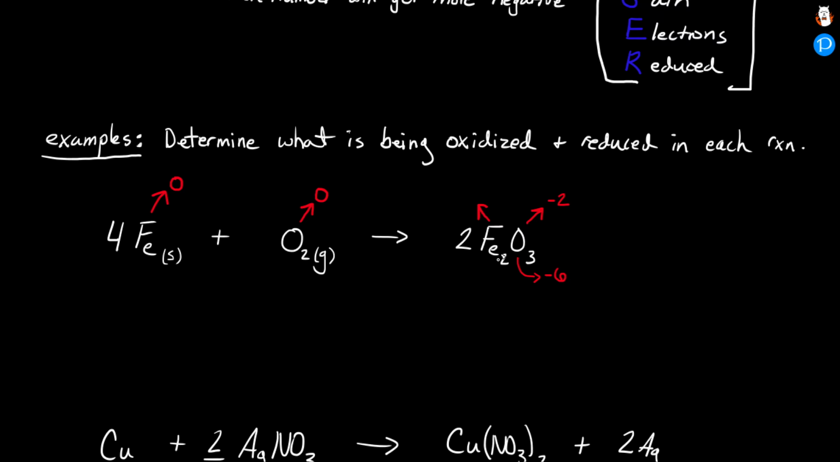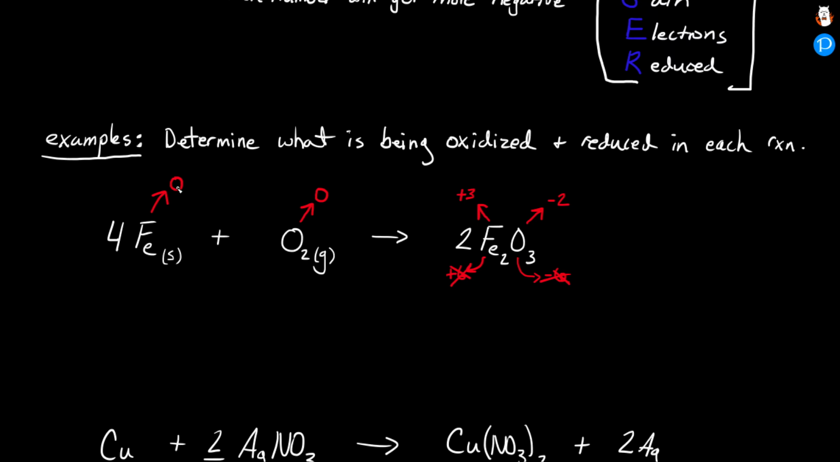What does each iron have to be? Since I've got 2 of them, what does each iron have to be in order to balance out that -6? Each iron would have to be +3, because +3 times 2 would give me a total of +6, and so this would cancel out each other. So therefore, those are what my charges, or my oxidation numbers, have to be for iron and oxygen when they're in that compound. So iron went from 0 to +3.